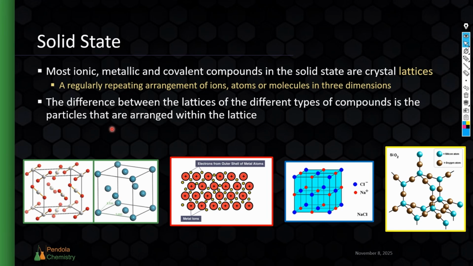The difference between the lattices of different types of compounds is not how they're arranged, although that can vary even within the same compound, but the type of particles that are arranged within the lattice. So we're going to look at all types of compounds in this unit, anything from ionic compounds to metallic elements to covalent molecular compounds, which is what we are used to seeing. And we are going to look at a new type of solid or a new type of compound called a giant covalent network.